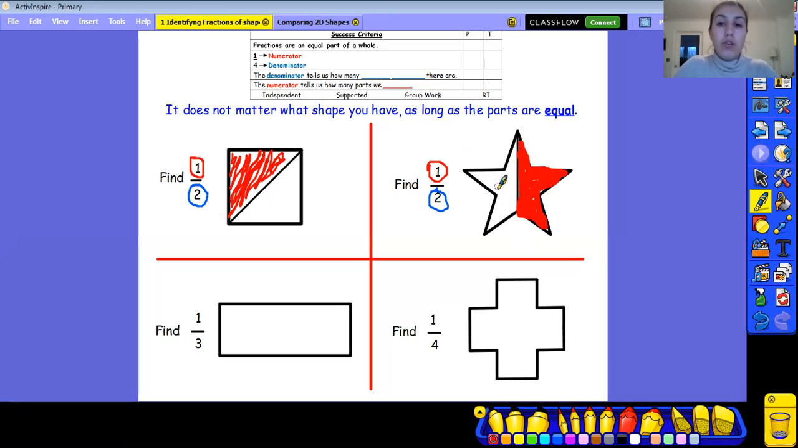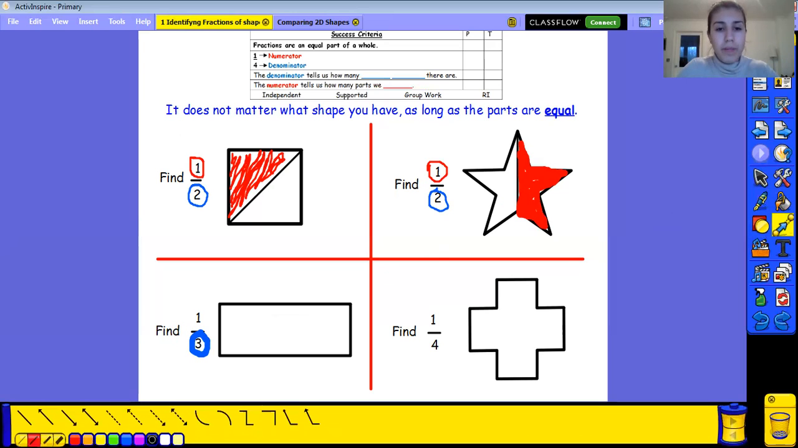Fantastic. It could have been this part as well that was shaded. Like I said, doesn't matter as long as only one of those two parts is shaded. Fantastic. So now we need to find 1/3. So looking at our denominator, how many parts is this whole going to be split into? That's right, it's going to be split into 3 equal parts.